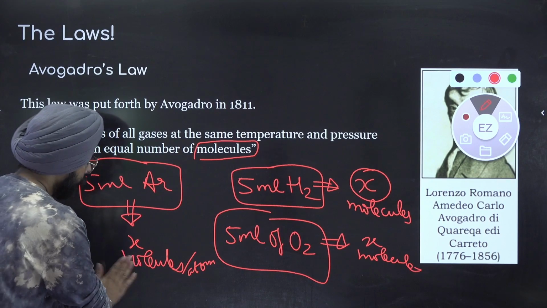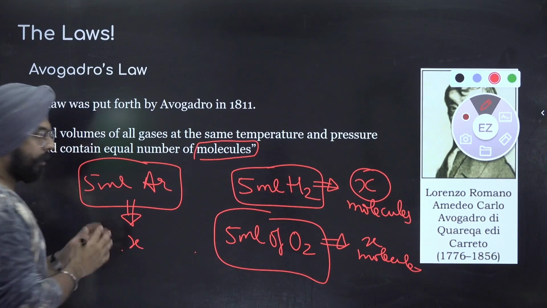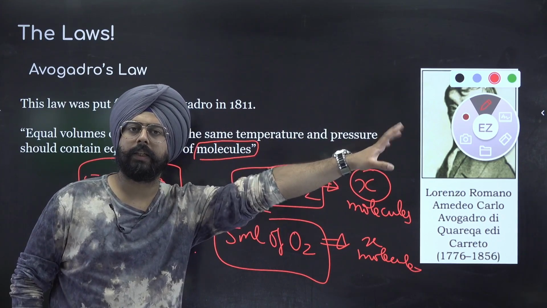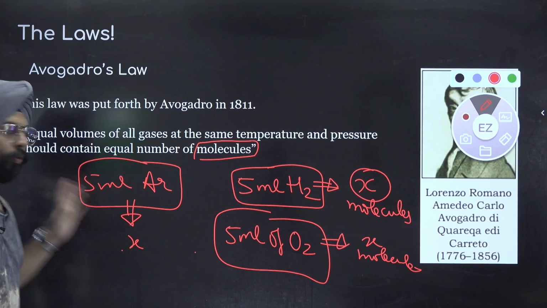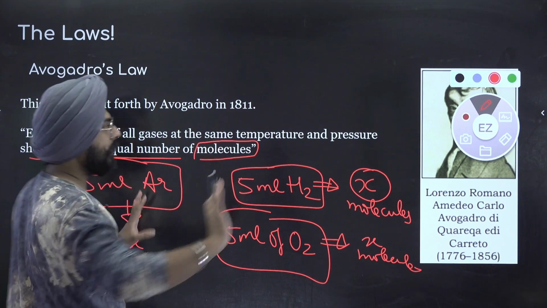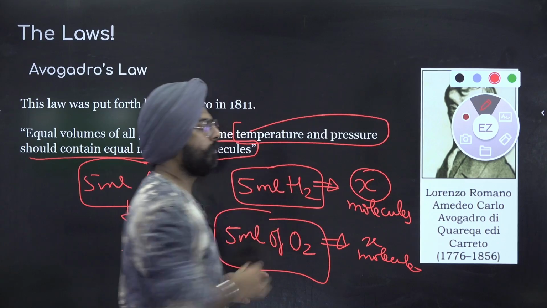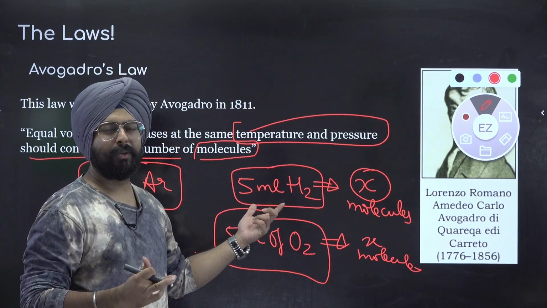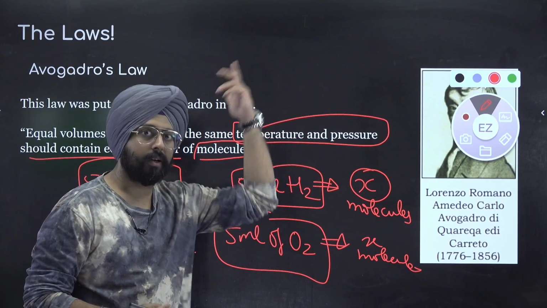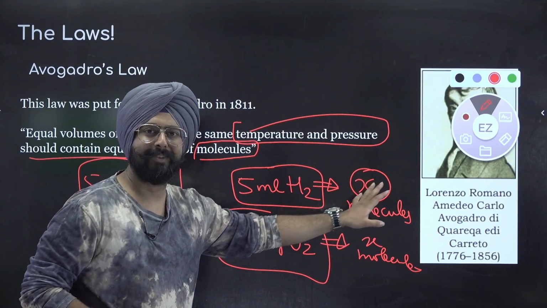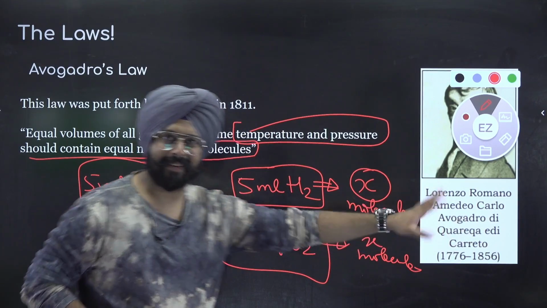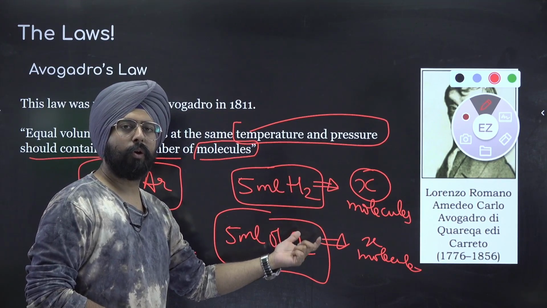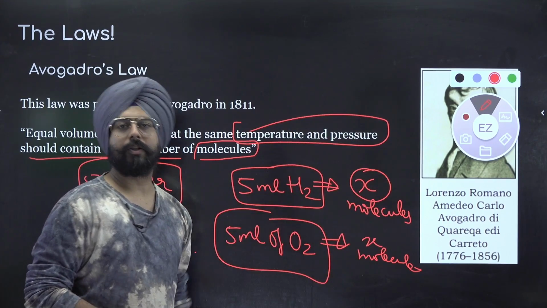So, the point over here is that no matter what gas it is, the same volume, provided that the temperature and everything is the same, has the same number of molecules. Temperature has to be the same. Don't measure 5 ml of H2 at 0 degrees Celsius and 5 ml of oxygen at 100 degrees Celsius. Then, no. But if the temperature is the same, then 5 ml of one gas is the same in number of molecules as 5 ml of any other gas.